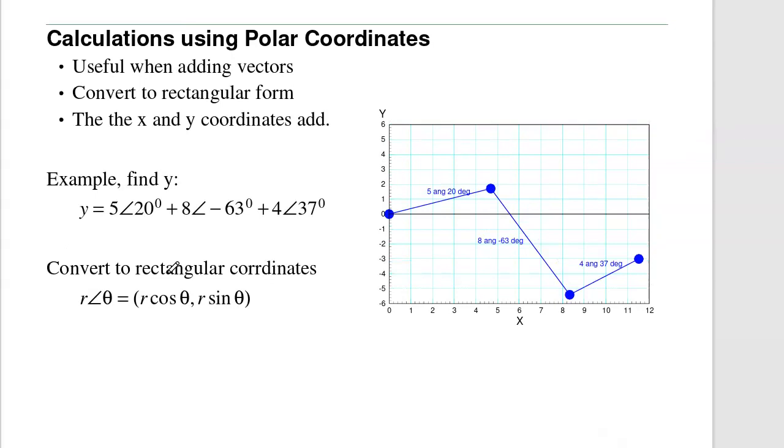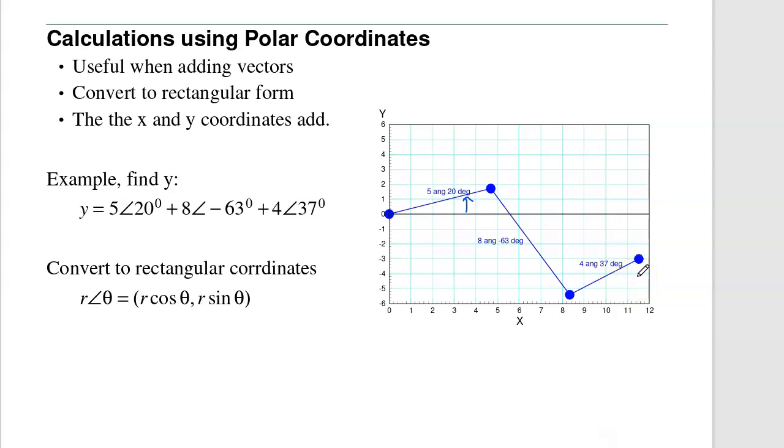If I want to specify a point, I can specify it in rectangular coordinates or polar coordinates. If I'm hiking, polar coordinates might be easier, such as if I walk 5 miles at 20 degrees east, so this angle from the x-axis is 20 degrees, and then walk 8 miles at minus 63 degrees east, then 4 miles at 37 degrees east, where do I wind up?